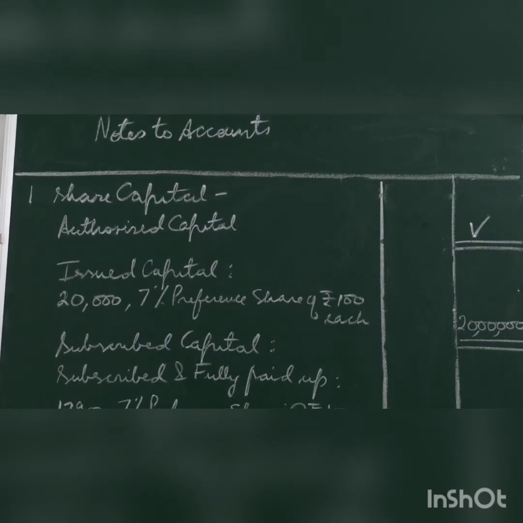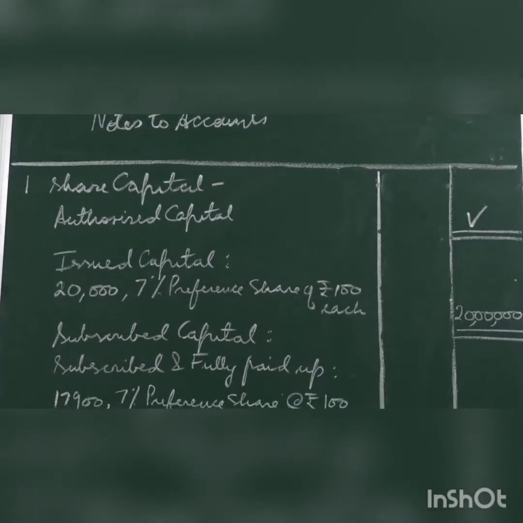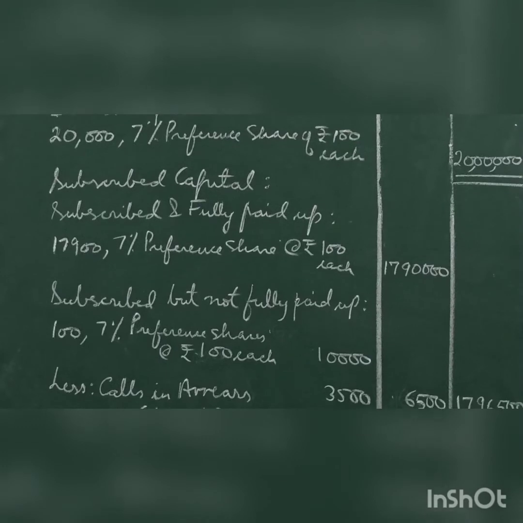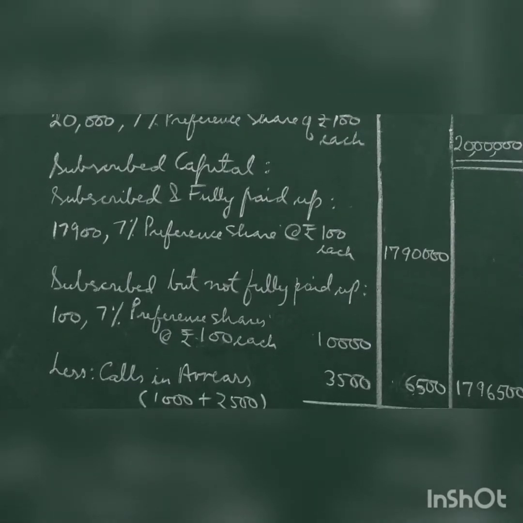Then we take up the subscribed capital, the actual amount received in cash. You will see subscribed capital, we have two parts, subscribed and fully paid up. That is, out of 18,000, one shareholder failed to pay the first call and final call money. So that means you must have received on 17,100 preference shares of 100 each, that is 17,90,000. This is the paid amount.